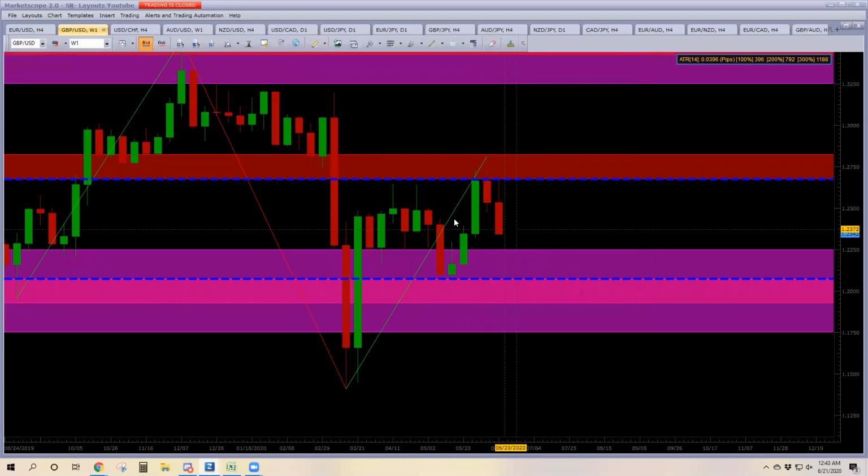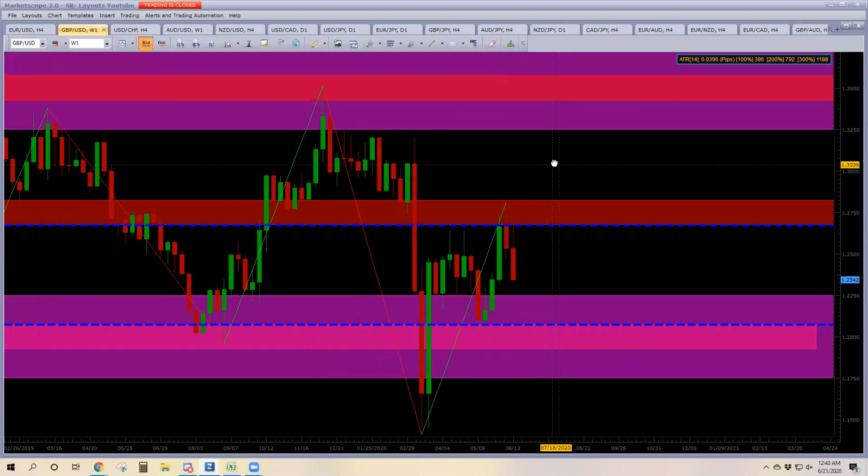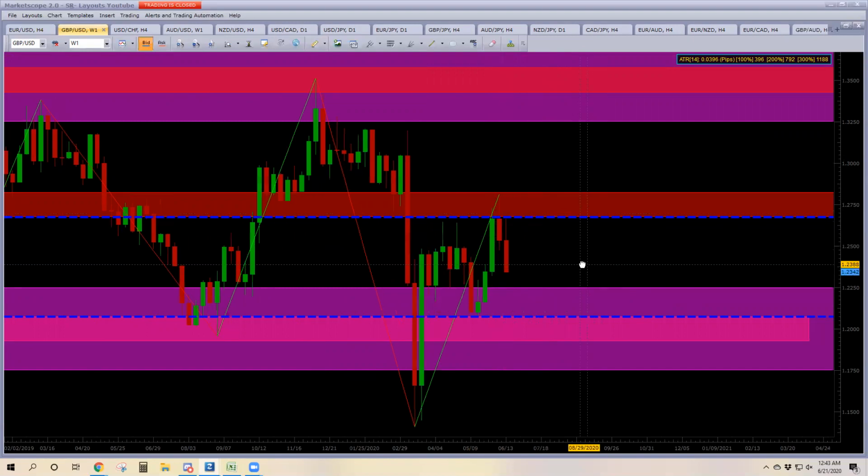If you'll notice here, these levels, these purple zones, are my monthly zones. These red zones are my weekly zones. Now, I didn't just create these zones right now. These zones have been here for 3 months, and I only modify them every 2 months. But it just so happens that I'm on my third month, and there's no need to modify them.